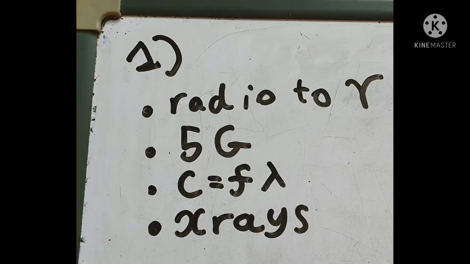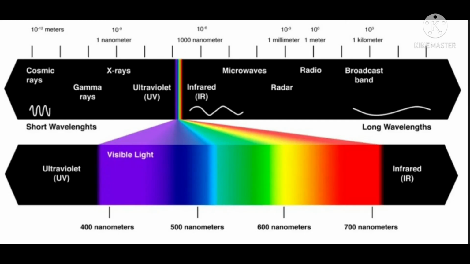Okay, let's talk about the topics. First of all, going through the different areas of light from radio to gamma, then talking about the equation c equals f lambda, and then we'll be applying it to debunk 5G and understand how X-rays work and how they're produced, using its application in medical physics.